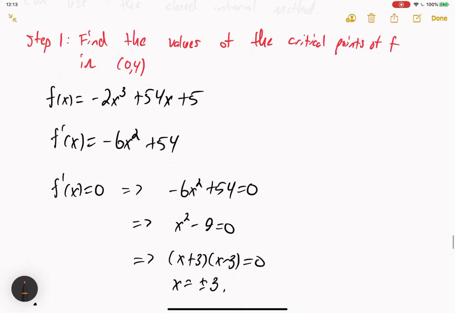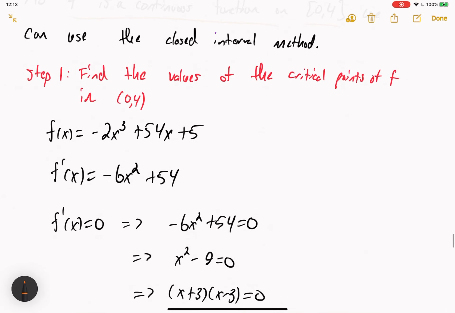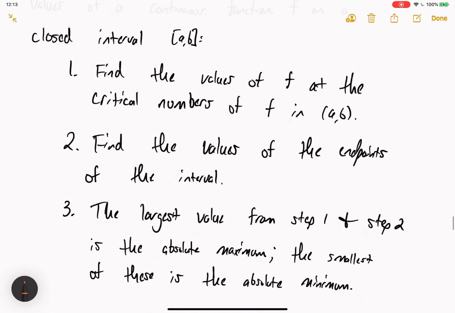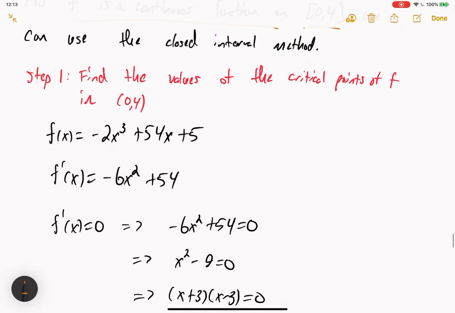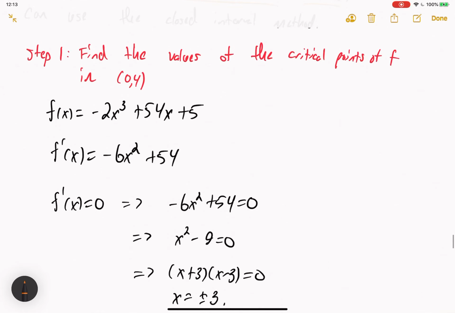So step 1 is to find the values of the critical points of f in (0, 4). And remember that this is the open interval. This does not include the endpoints. So the first thing we need to do is find the critical points of f in (0, 4).